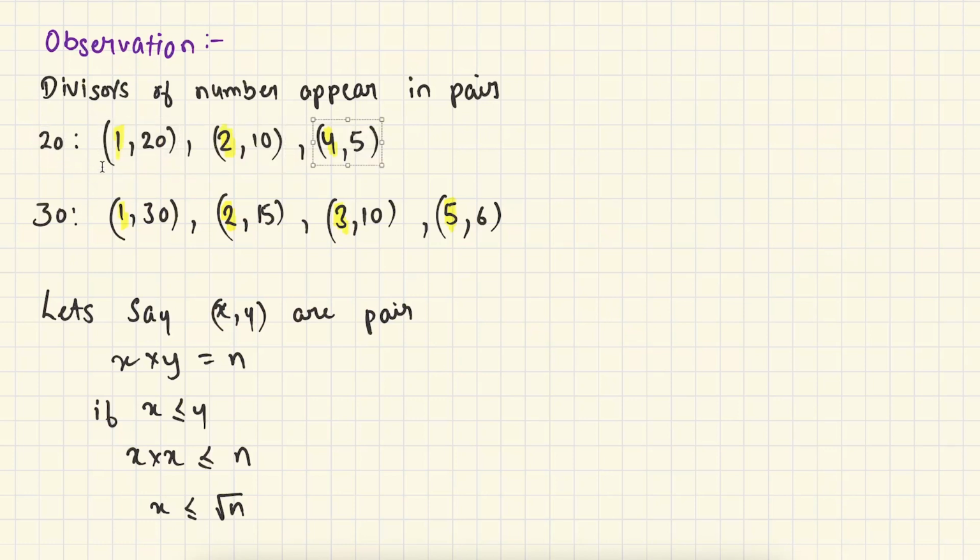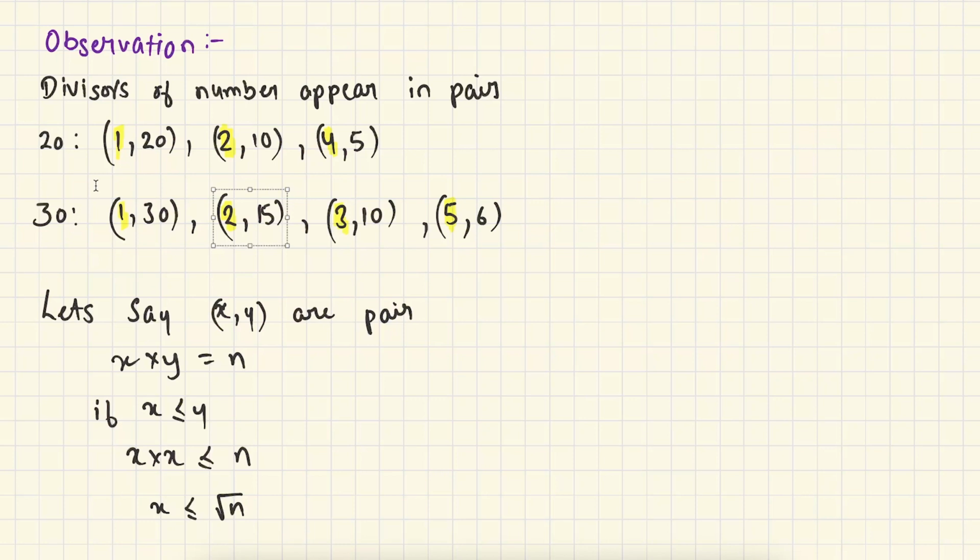Because if we multiply 1 by 20, we get 20. If we multiply 2 by 10, we get 20. And also if we multiply 4 by 5, we get 20. And this happens with 30 also. 1 into 30 is 30, 2 into 15 is also 30, and so on and so forth.